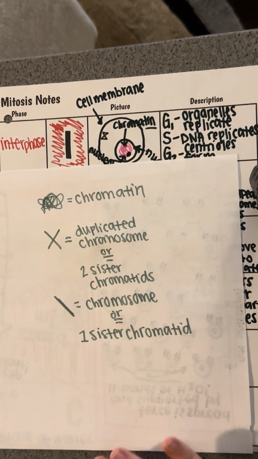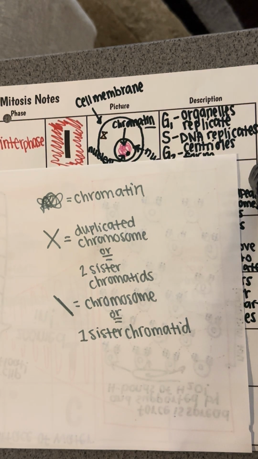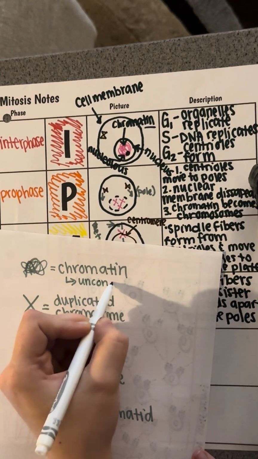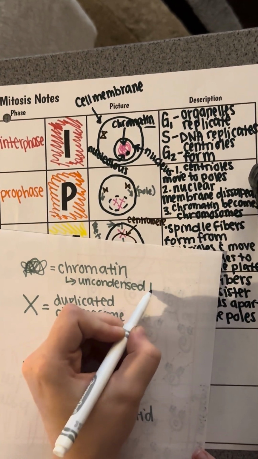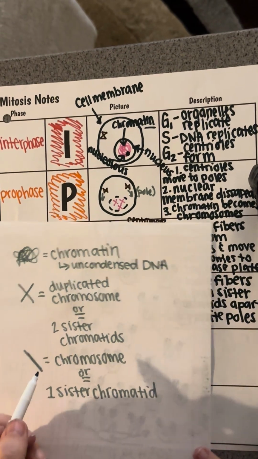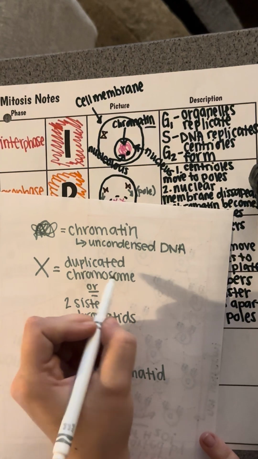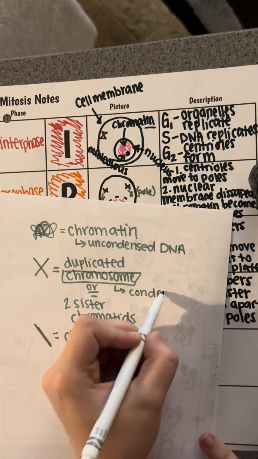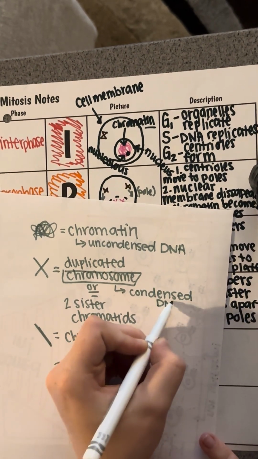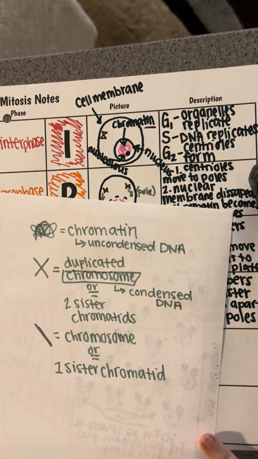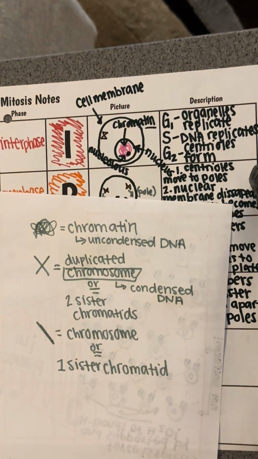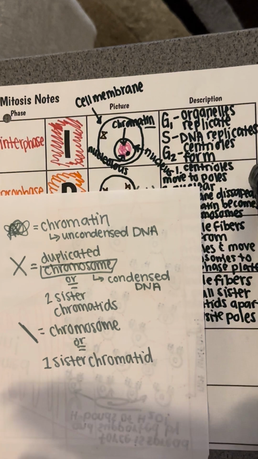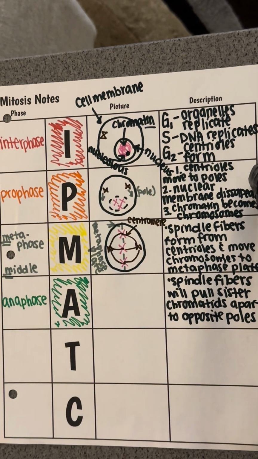If you want, you can go on and further define these words. So chromatin is going to be uncondensed DNA. A chromosome is just going to be condensed DNA. So uncondensed and condensed. Okay, let's get back now. Now that we have this terminology in our personal glossaries, we can go back and finish.